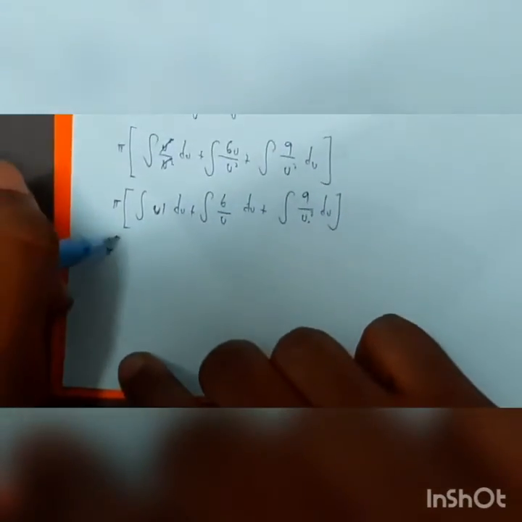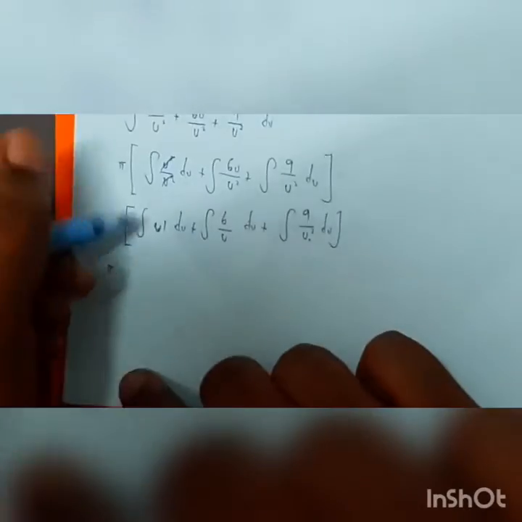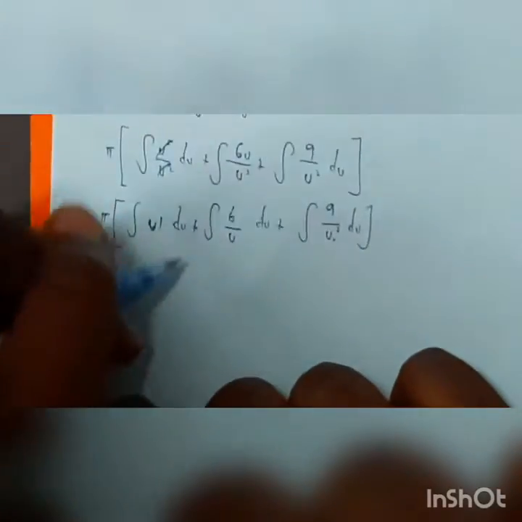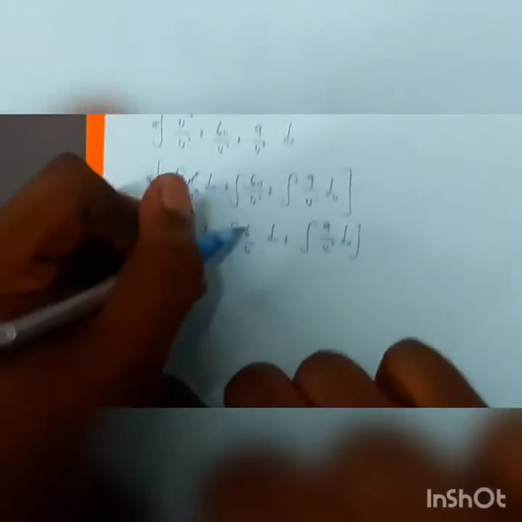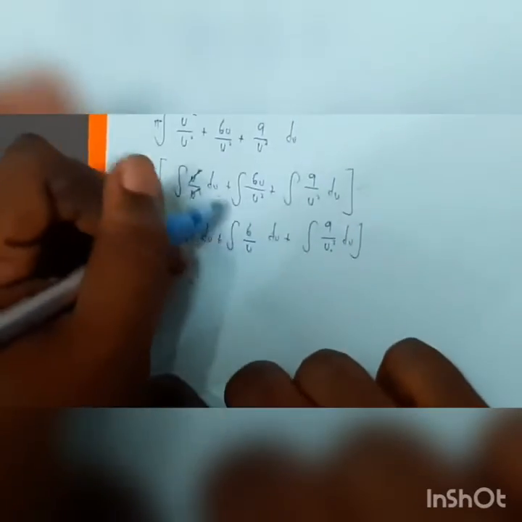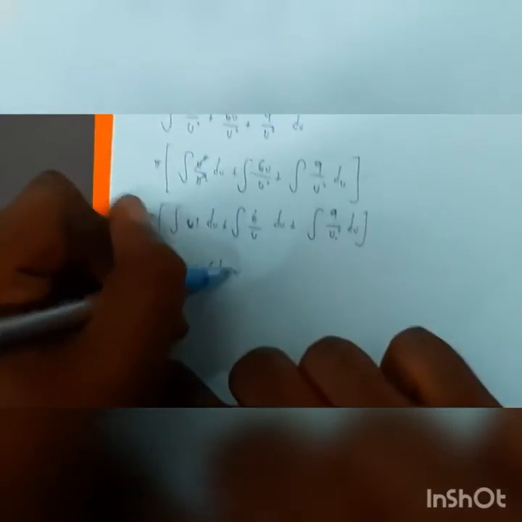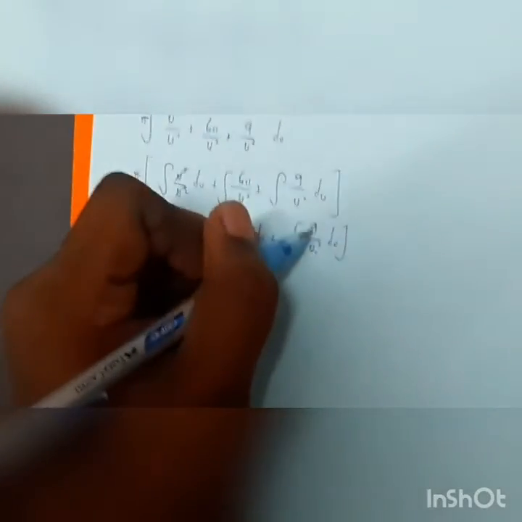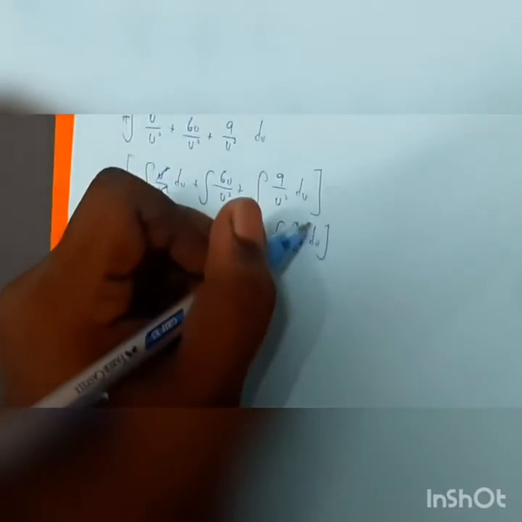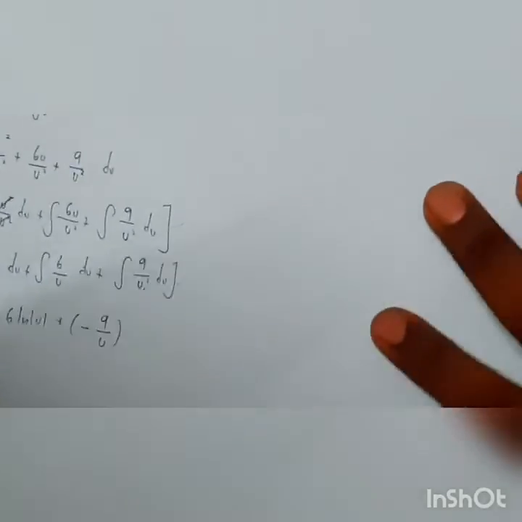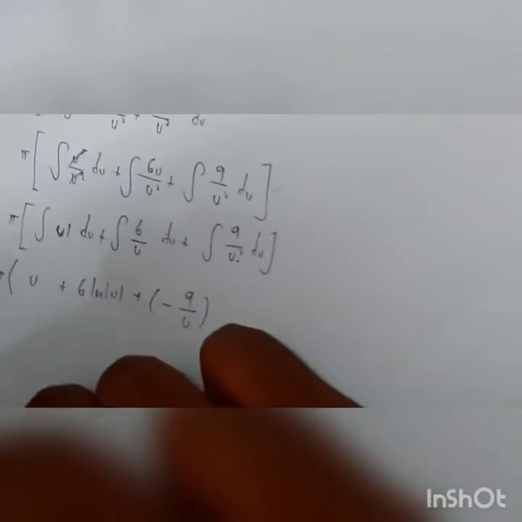When we do so, if we integrate 1, we get u. Then plus 6, which is the constant number here, so we can take it out, and we will have 1 over u. Integrating 1 over u would give us ln u. And also 9 over u squared: you bring it to the top, it will become 9u to the power of negative 2. Integrating that would give us negative 9 over u.